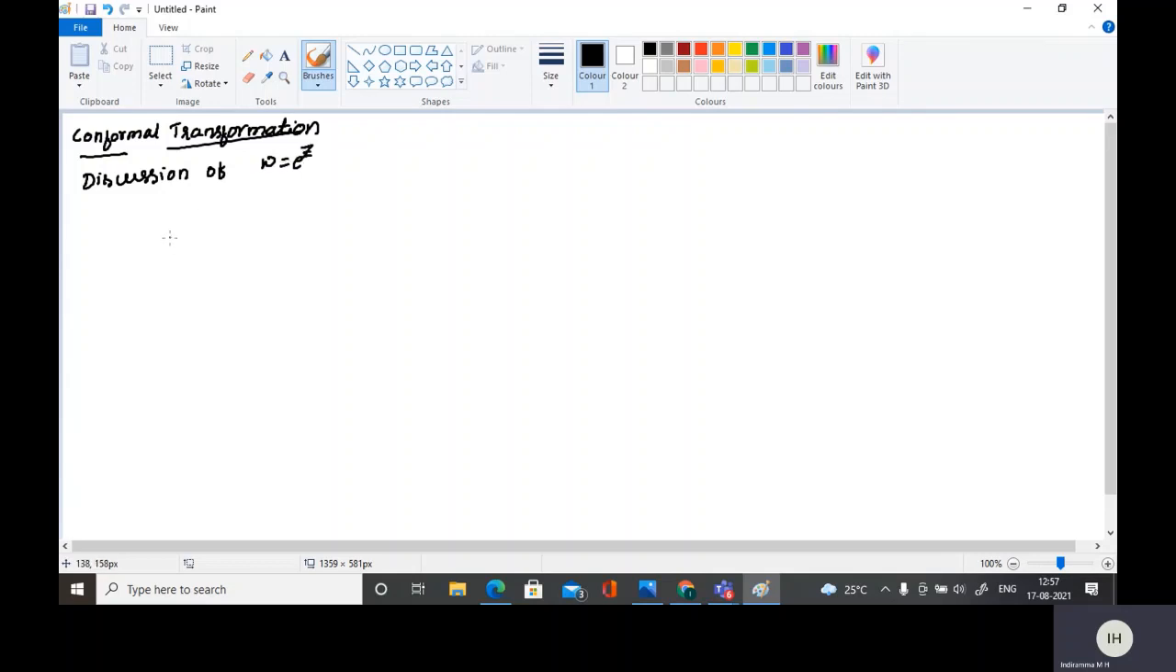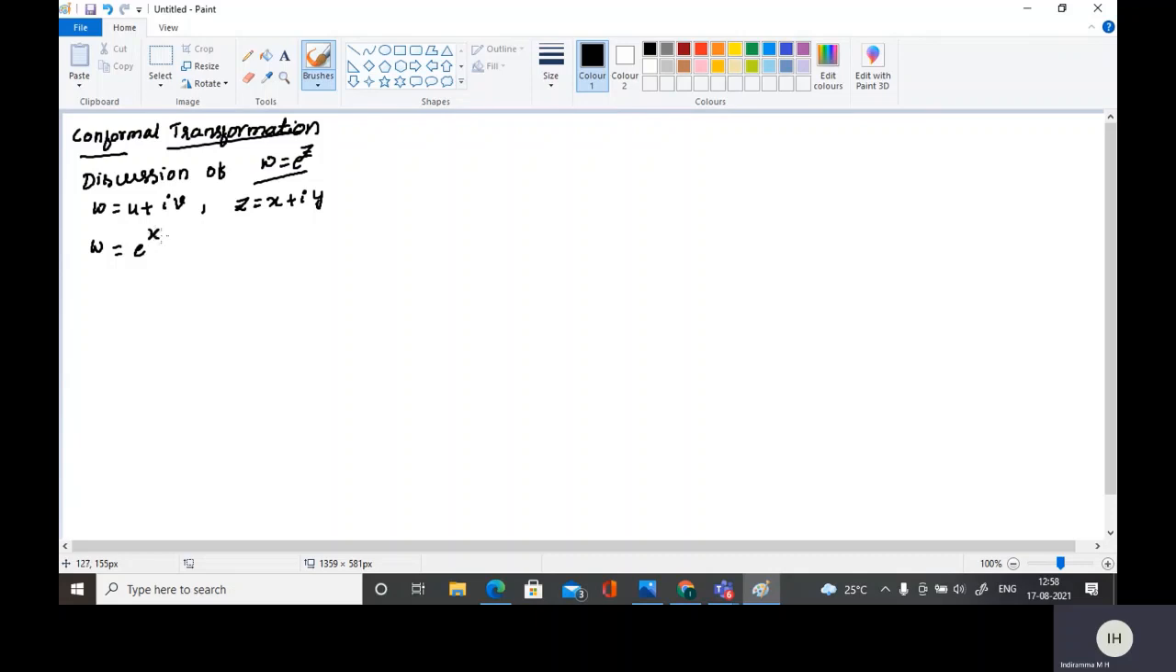As we know, w is nothing but u plus iv, and z we can take either in the Cartesian form or in the polar form. I am going to take z is equal to x plus iy because it is easy to separate the real and imaginary parts of e power z. If you consider r e power i theta, again it is difficult to separate the real and imaginary terms. So now the discussion becomes w is equal to e power z.